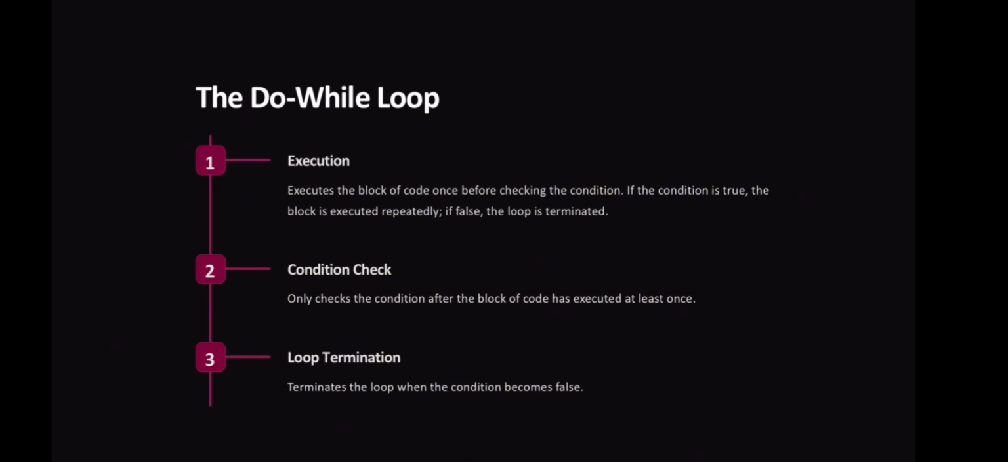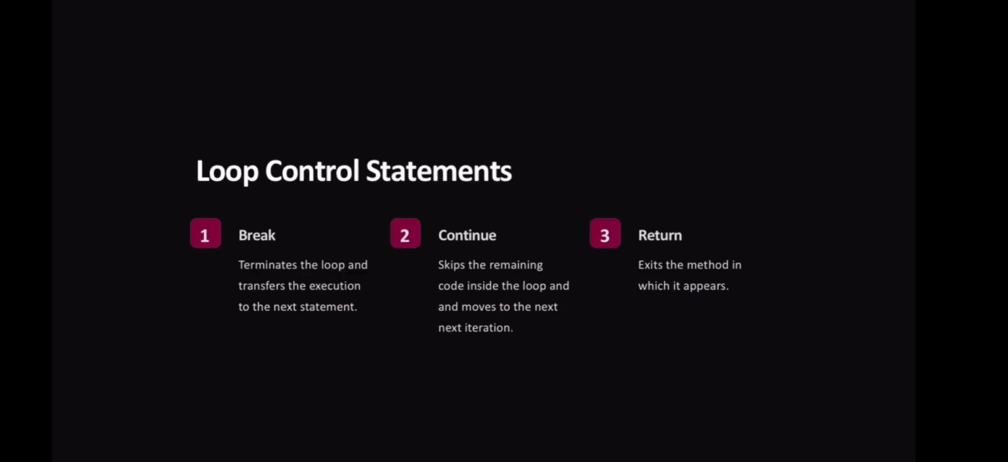We have loop control statements such as break, continue, and return. Break terminates the loop and transfers the execution to the next statement, and continue skips the remaining code inside the loop and moves to the next iteration. And return exits the method in which it appears.